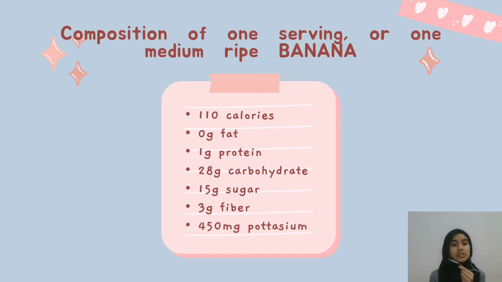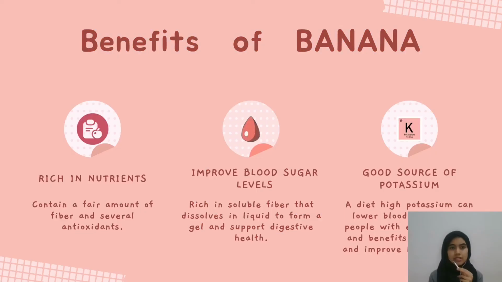Total aromatic concentration was higher in naturally ripened bananas compared to ethylene-treated bananas. Ethene causes ripening or softening of fruit by the breakdown of cell walls, conversion of starches to sugars, and the disappearance of acids. Next, benefits of banana.